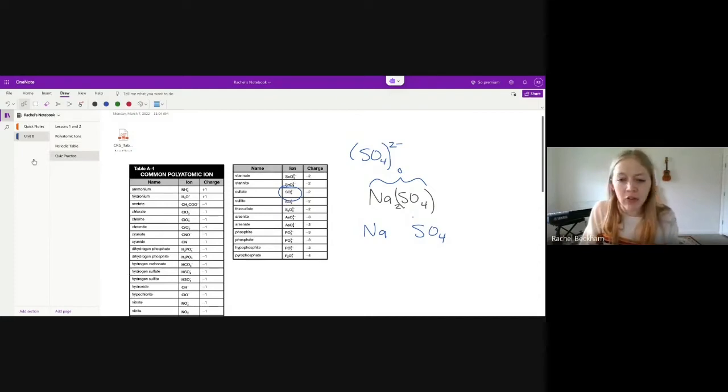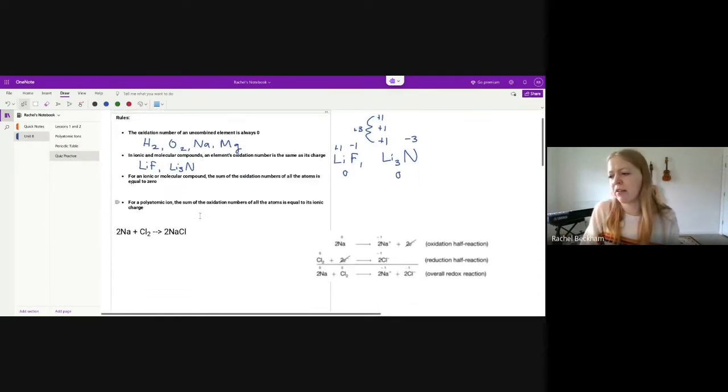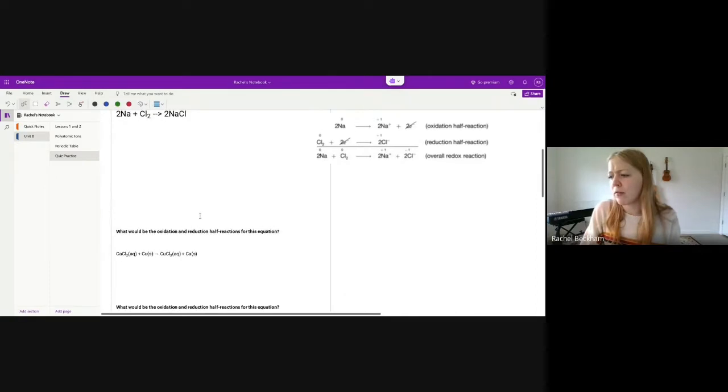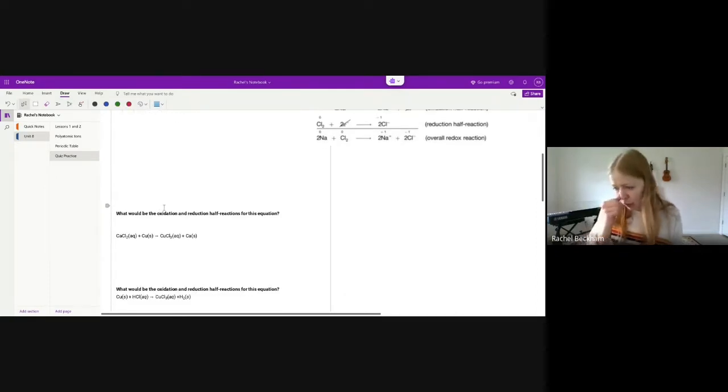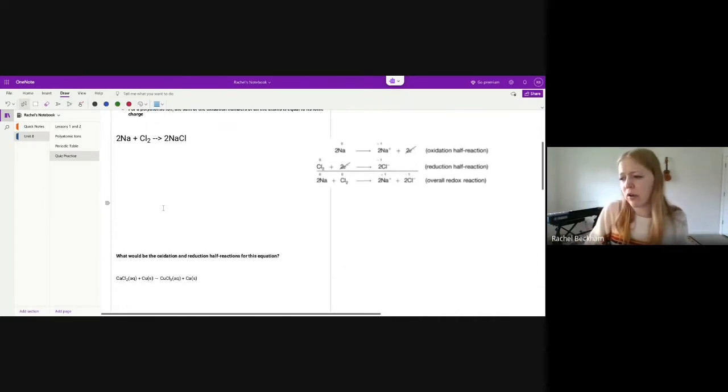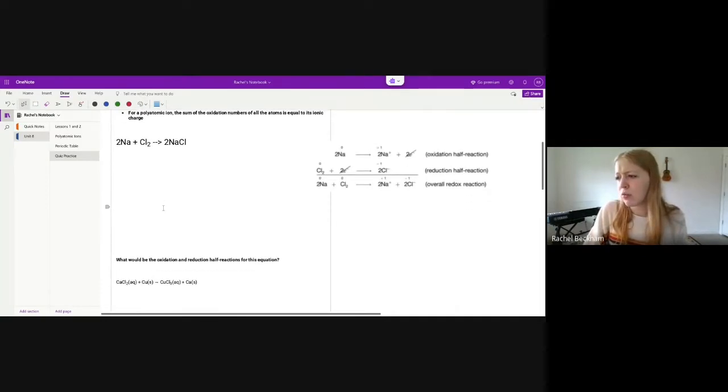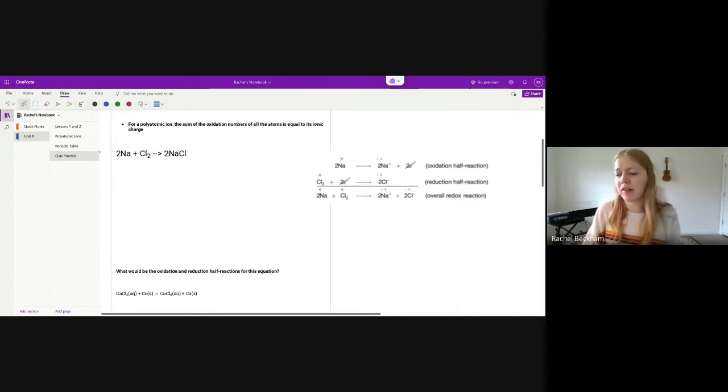So with that, we can actually do the quiz now, or quiz practice questions. The first thing that I ask you to do is to write down half reactions for an equation. What you have to do to write down half reactions, I'm going to start with an example here, is you have to identify the oxidation numbers.